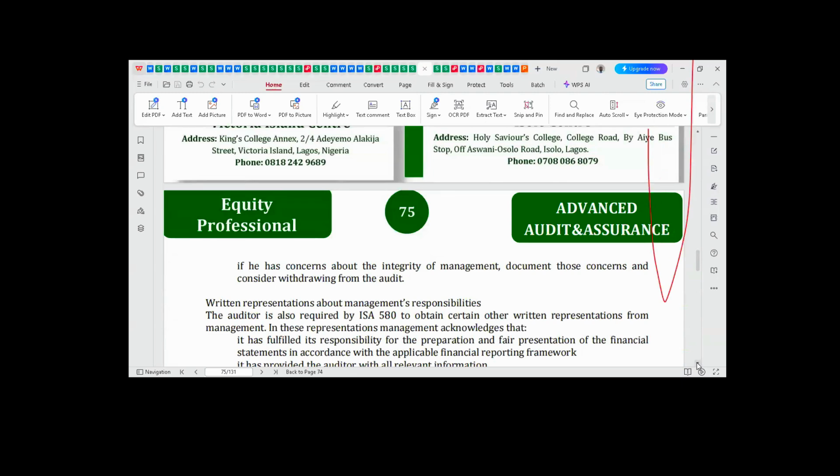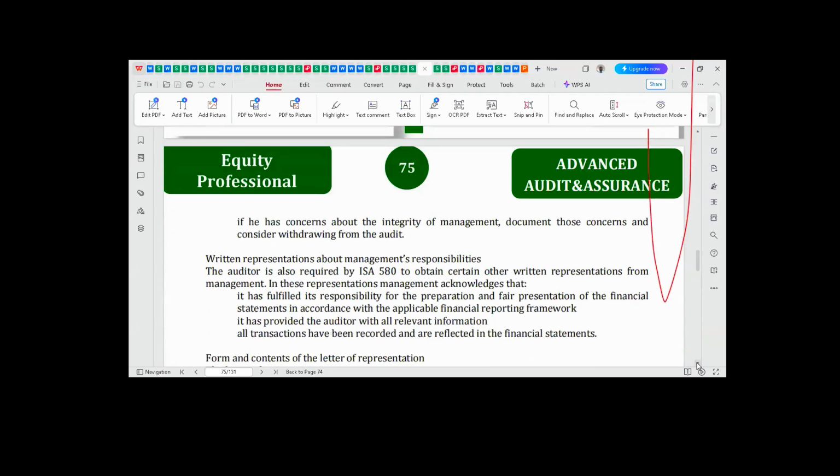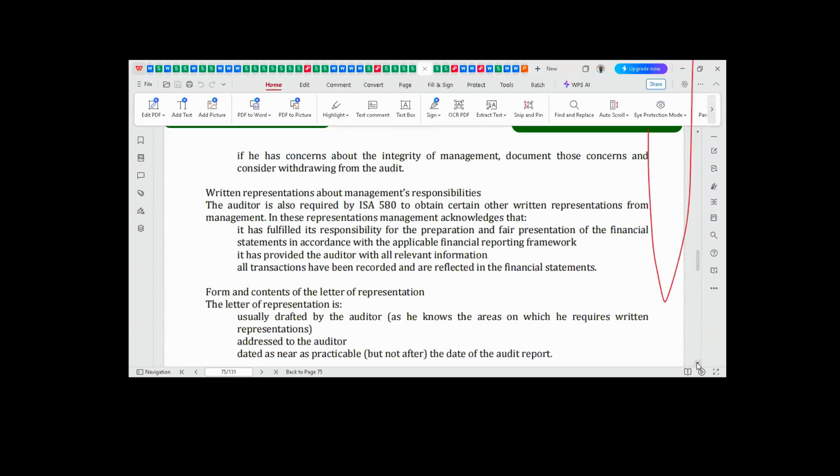All right. So that is what the auditor will need to do. Now, what you need to realize is that, like I said, the representation is usually prepared by the client. But technically speaking, this document is developed by the auditor. The auditor develops this document as well. Written representation is developed by the auditor.